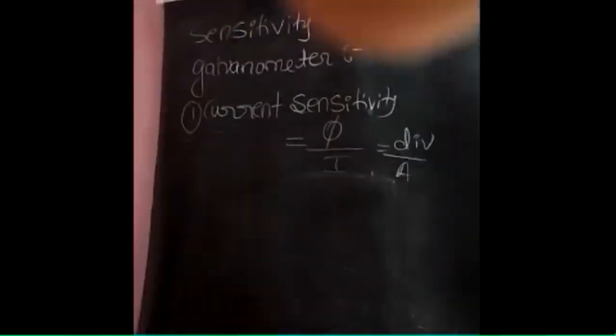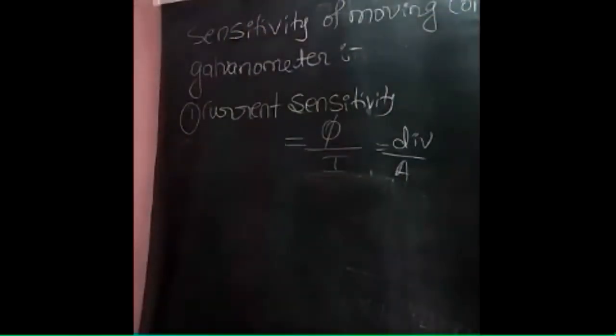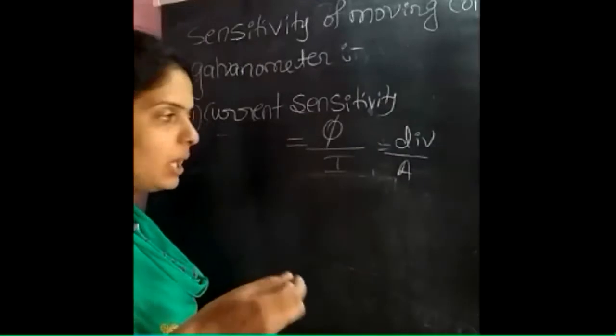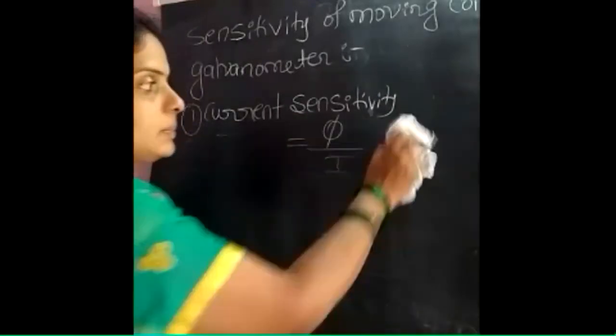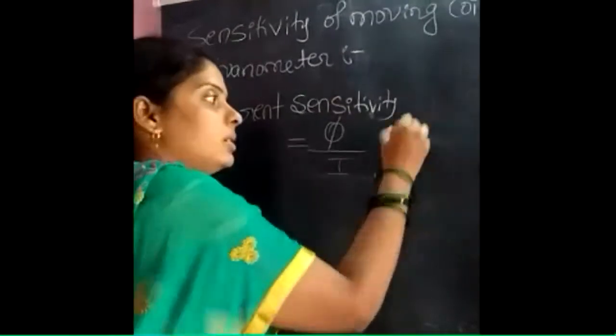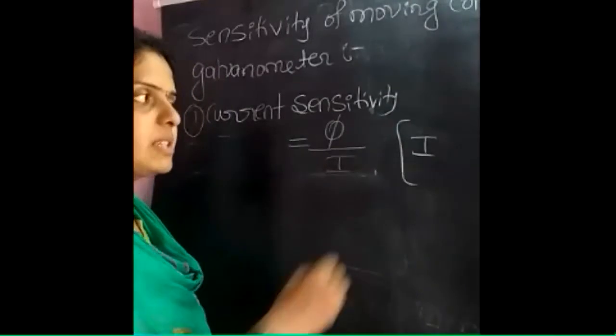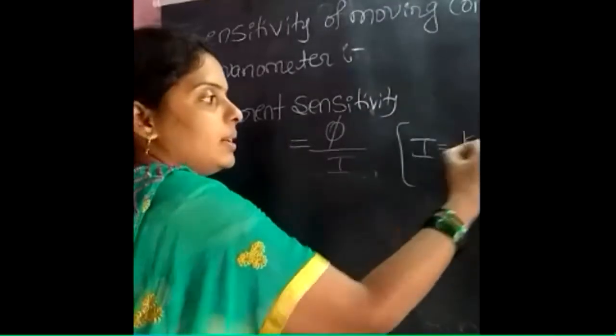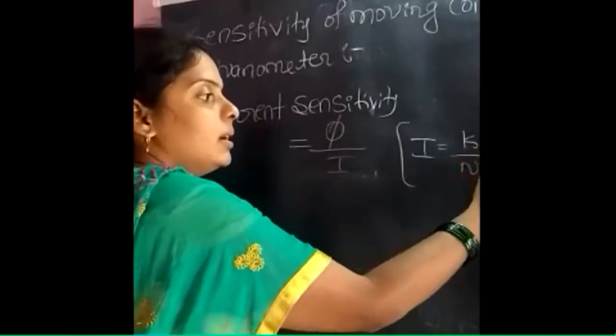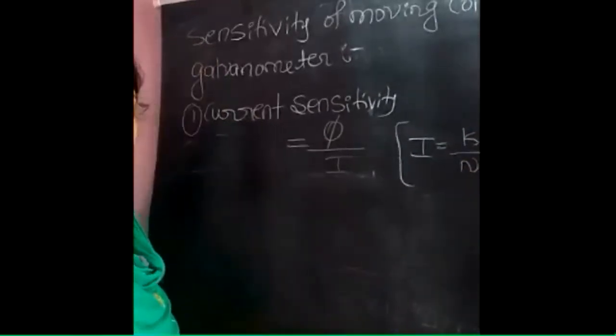Okay. So now I'll write one more expression based on this. Listen carefully because these points are important for your competitive exam also. Here I'll write the expression for current sensitivity in terms of number of turns and all. From the moving coil galvanometer, what was yesterday's expression? That is I is equal to K into phi divided by NBA.